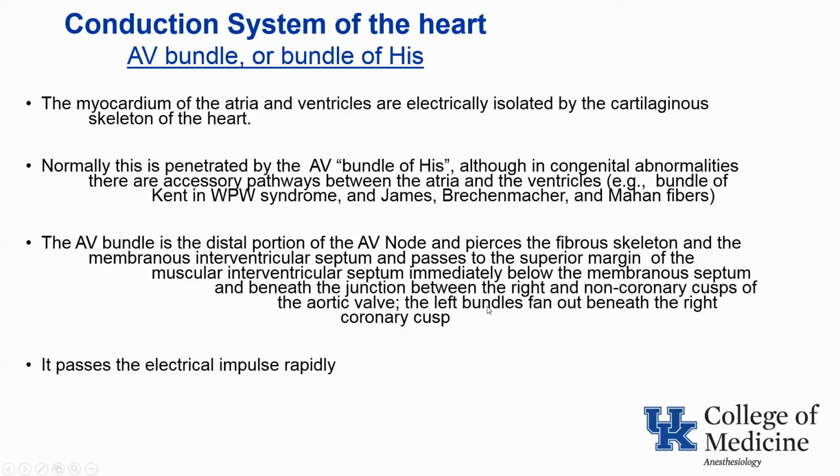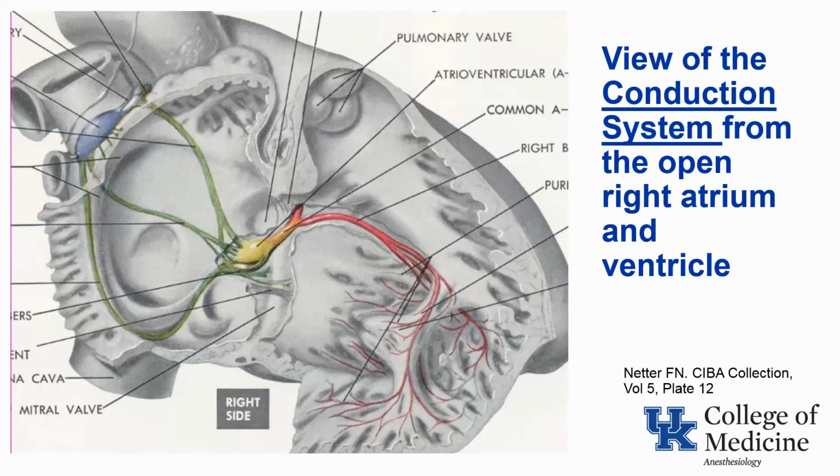The left bundle then fans out beneath the right coronary cusp. And this bundle passes the electrical impulse rapidly from the distal AV node to the ventricle.